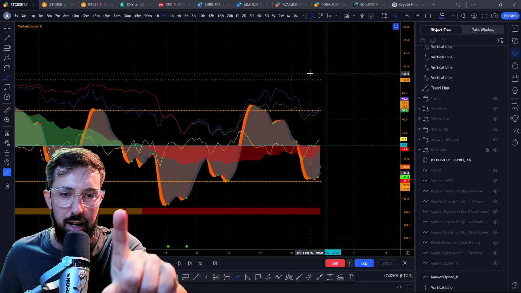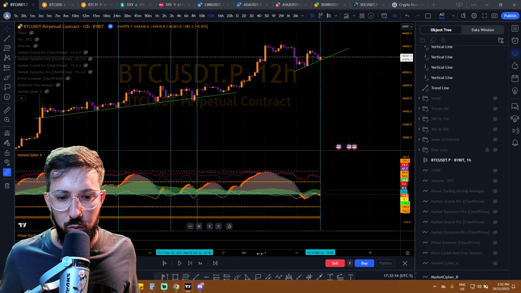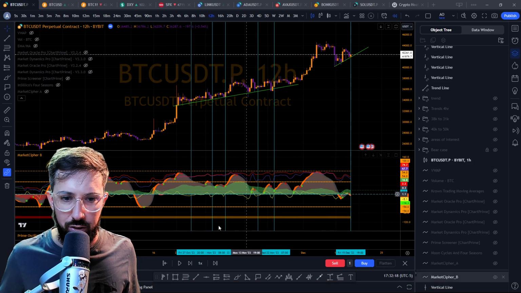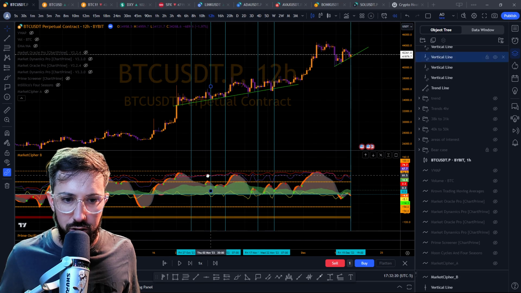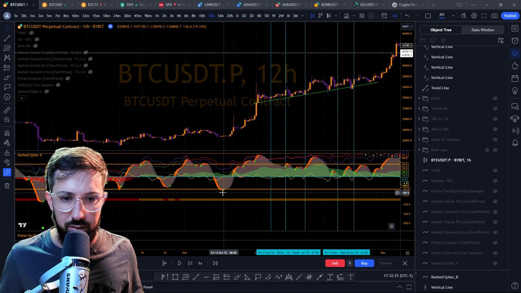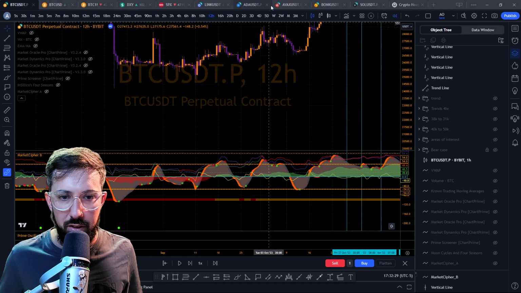The higher the time frame, the stronger they are, okay? And what do I mean by that? Let's go to the 12 hour, okay? Now the 12 hour, massive uptrend, okay? But every time you got a green dot here, you can see how strong they were. But look at these ones. Boom, massive move, right? So the higher the time frame, the stronger they are.